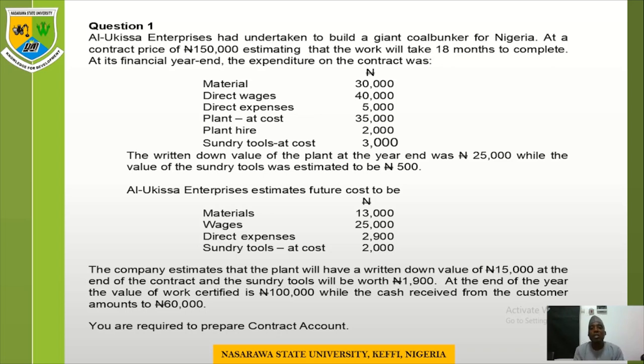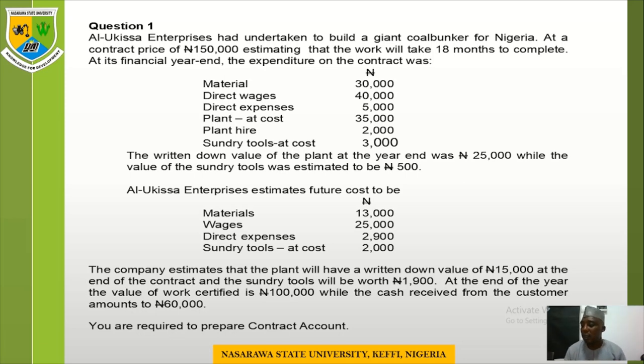There was also a sundry asset that also suffered depreciation, like sundry tools. At cost it was 3,000. But in this case, the value of sundry tools was estimated to be what? 500. Isn't it? And therefore, the cost of sundry tools was 3,000, but it was made to cost 500. It has also suffered another depreciation. So you also charge depreciation of sundry tools by minusing 500 from 3,000. Then the value of sundry tools reported to the income statement of the contract account becomes 25.